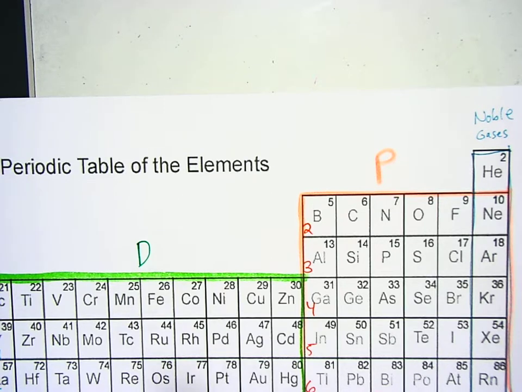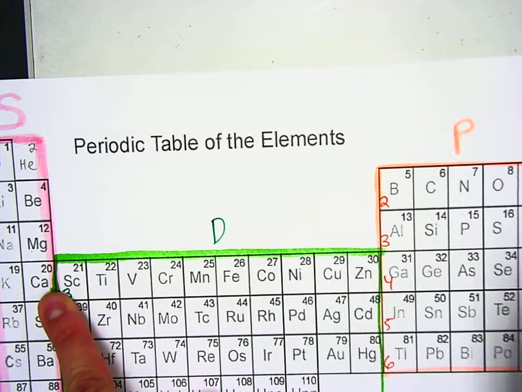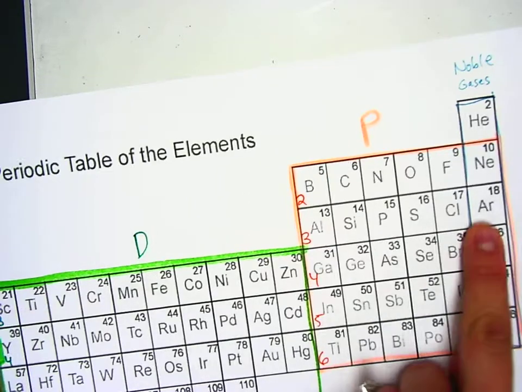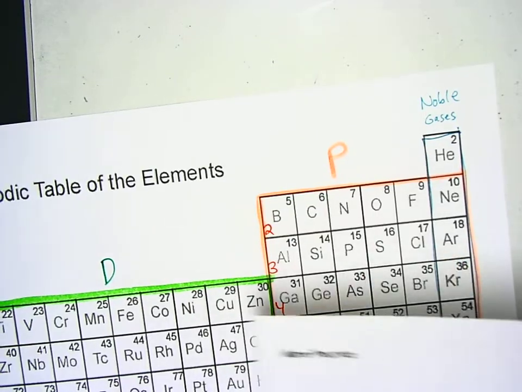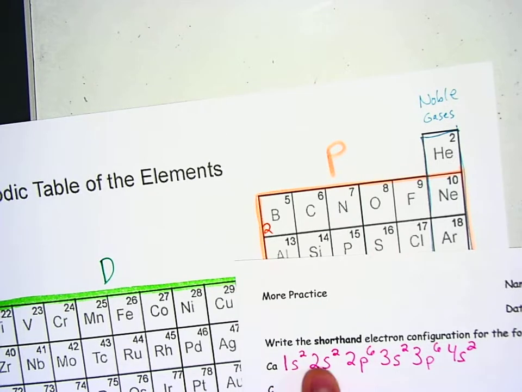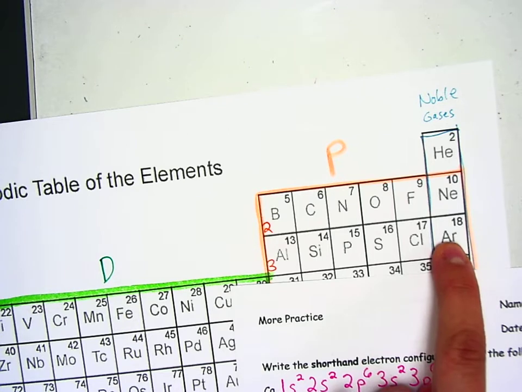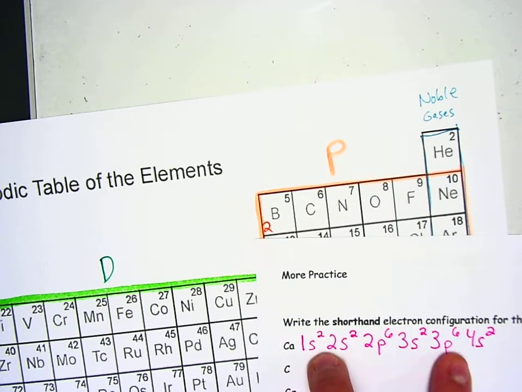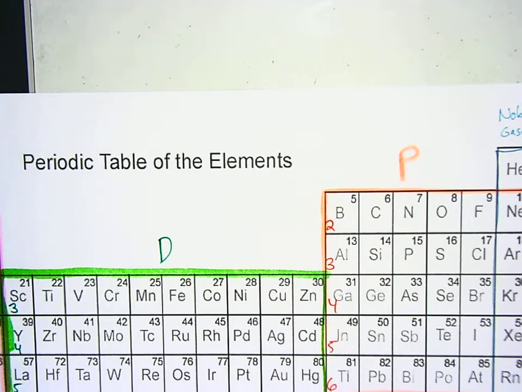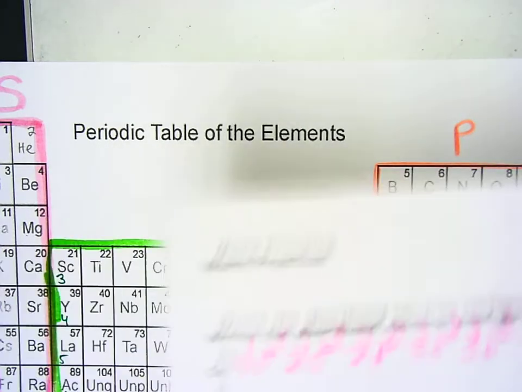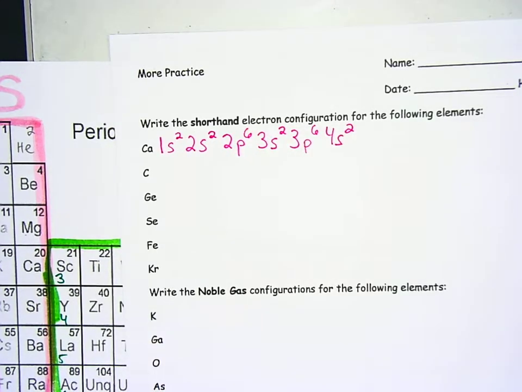Okay, so for example, for calcium here, calcium has the same beginning as argon. So argon ends at 3p6. So 1s2, 2s2, 2p6, 3s2, 3p6. That's the same directions as if we were giving to argon. So all this information right here is equivalent, or means the same thing as argon. And the only thing that's different about argon and calcium is that from argon, from this point here, you go to 4s2.